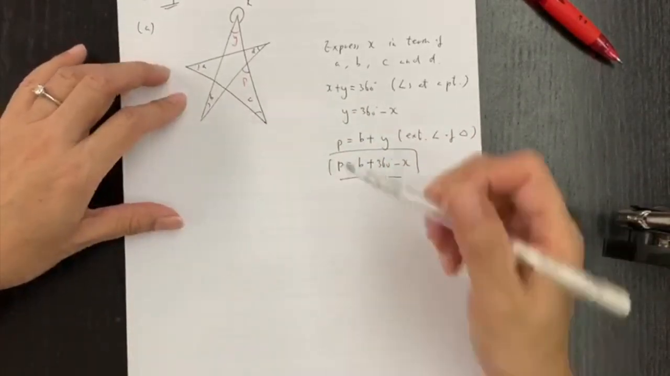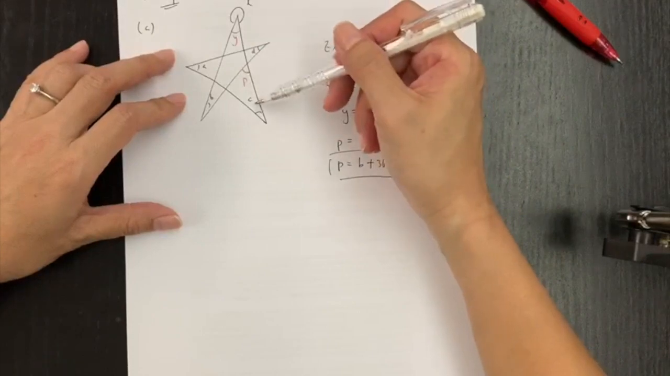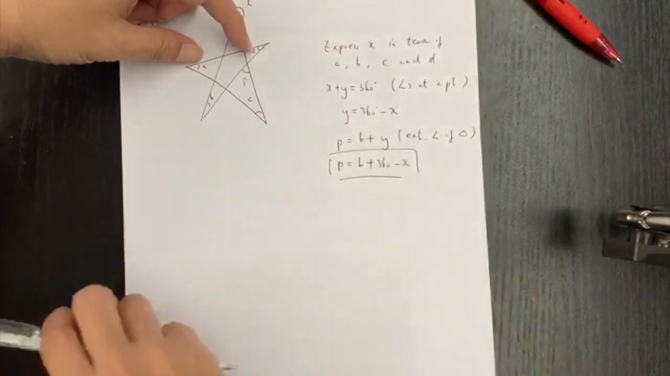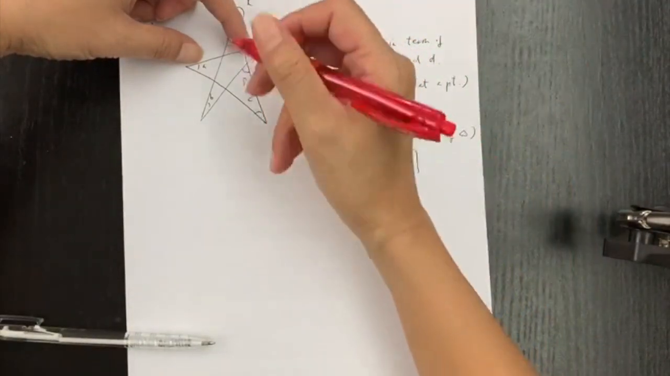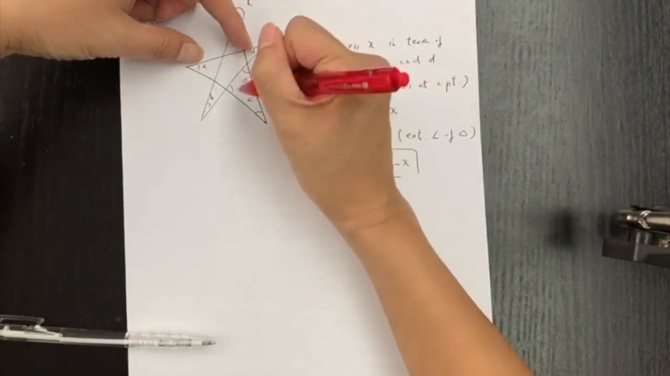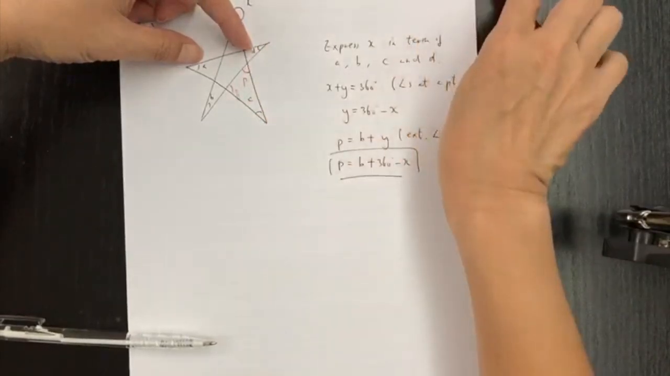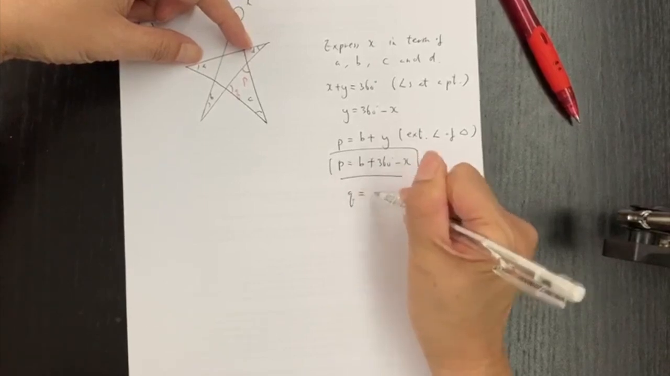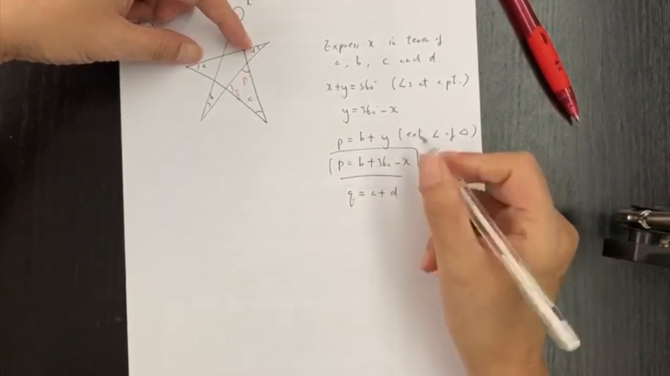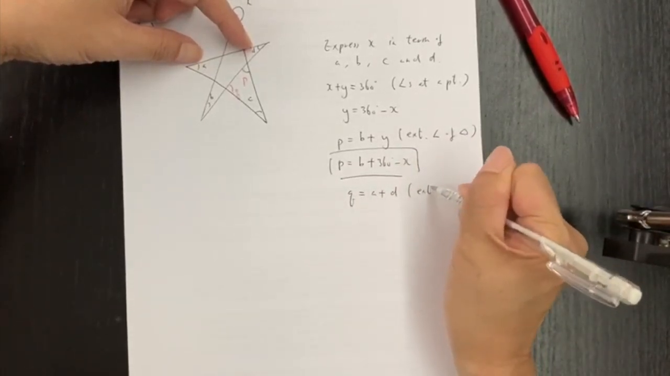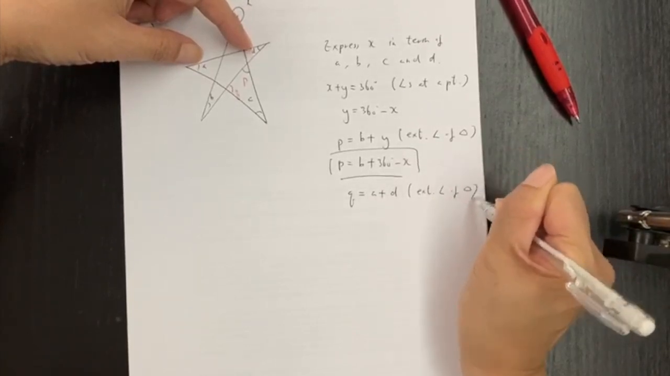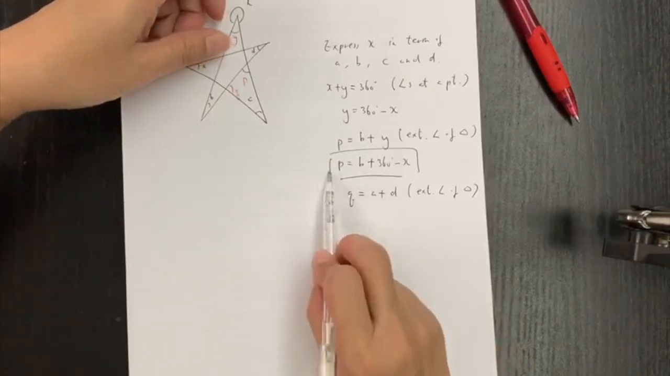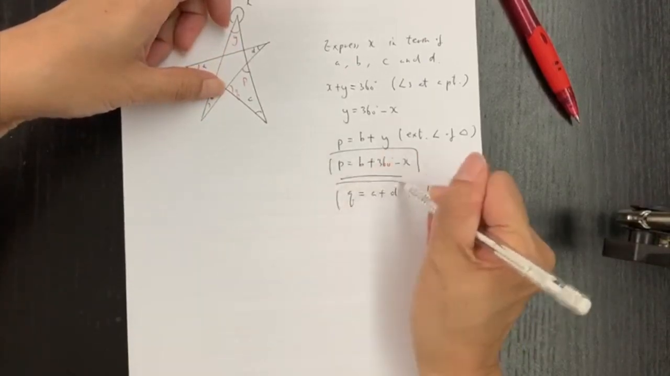Now I have p, I have c, and then look at this. What about A and D? What is the exterior angle for A and D? Which is here. I give a name to this. Let's say this is Q. So what is Q? Q would be equal to A plus D, and the reference is also exterior angle of triangle. Agree with me? So therefore I have P, I have Q.